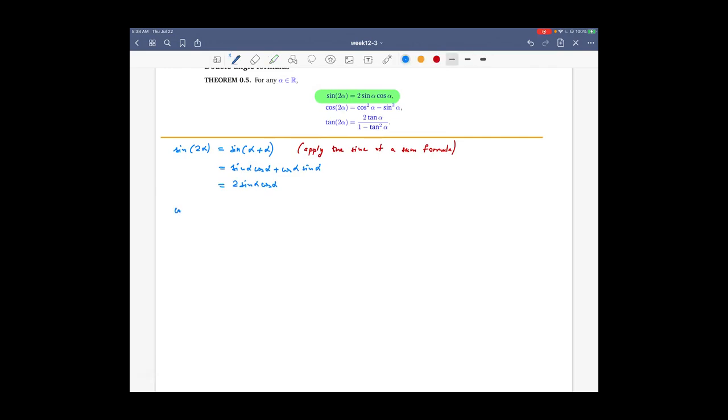For cosine of the double of 2 alpha, the second formula, cosine of a double argument, we likewise write 2 alpha as alpha plus alpha and apply the cosine of a sum formula. So that'll be cosine cosine minus sine sine. And of course, that's cosine squared minus sine squared, as claimed.